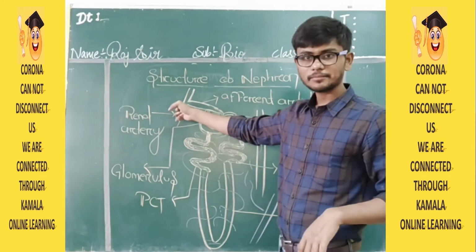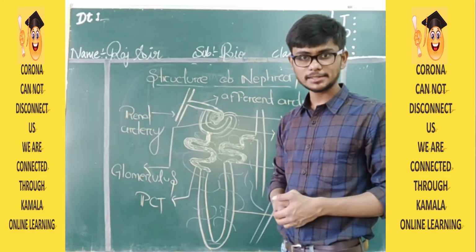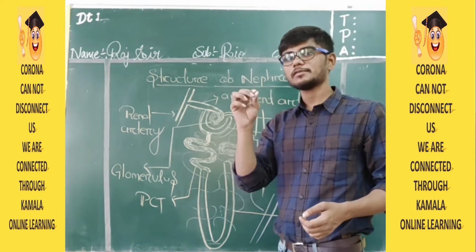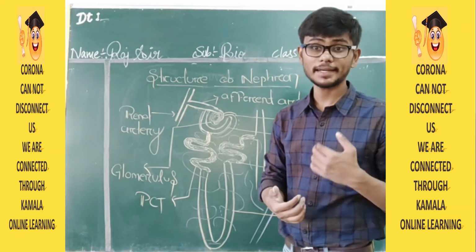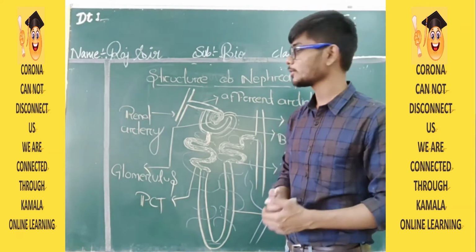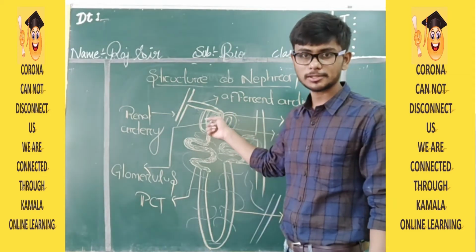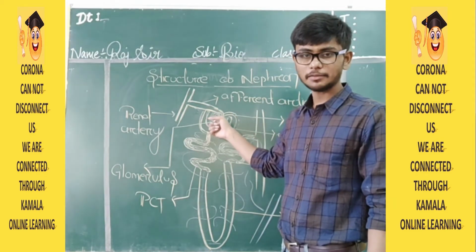This is our artery. The artery carries good blood. Then small pipes arise from arteries; those are called arterioles. Now this arteriole will come and connect with the glomerulus.